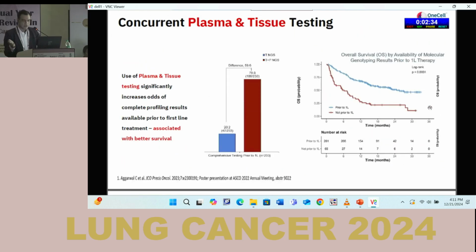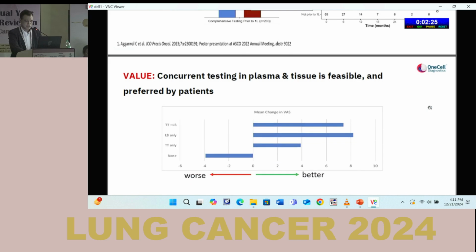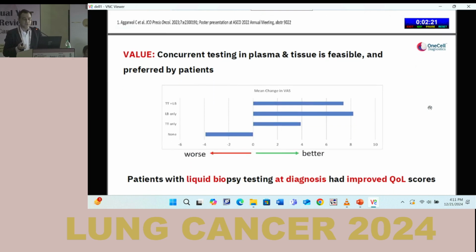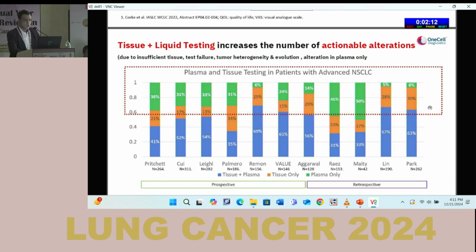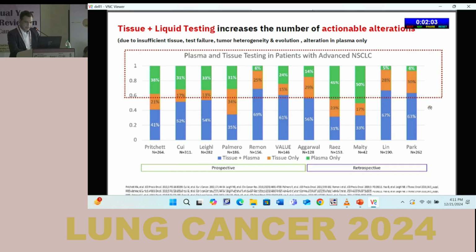So we have seen also how tissue and plasma show a significant difference in terms of overall survival. I'm skipping these because I have only 2 minutes left. And there was one study where they looked at quality of life. What you see is that when you do the liquid biopsy, you have improved quality of life parameters as well. And there are multiple studies where they have done meta-analysis to understand the actionable alterations found in tissue and liquid biopsy, and how it is improving there as well.